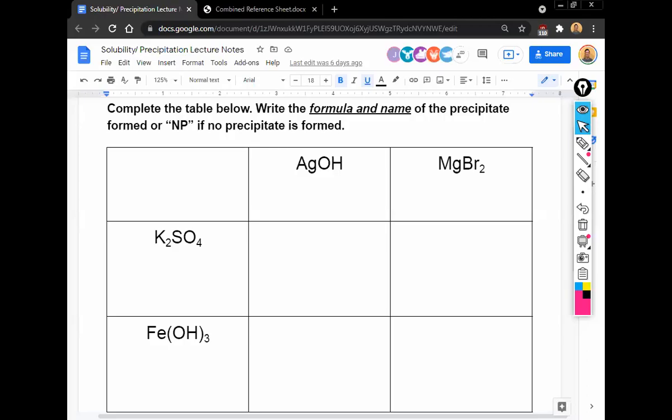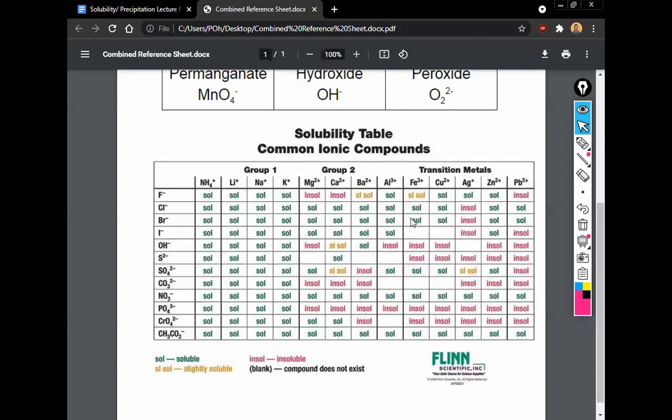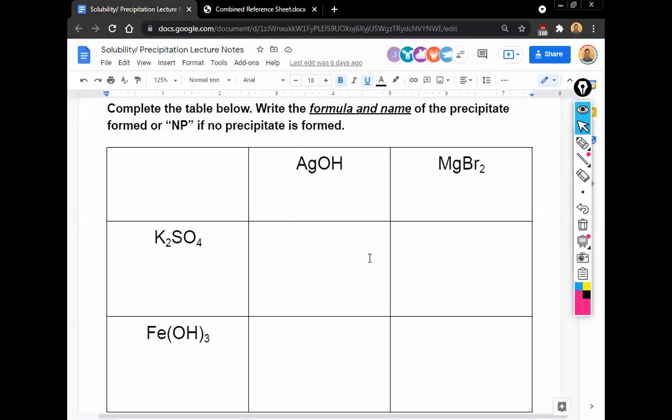Problem. Okay, to solve this problem, what we have to do is we need our reference sheet with the solubility table. Again, you're going to need this, you're going to have this on your exam, and your exam is going to look just like this. It's just going to be another one of these solubility tables. The first thing we want to do is break apart all of these molecules and figure out what ions they're made out of.